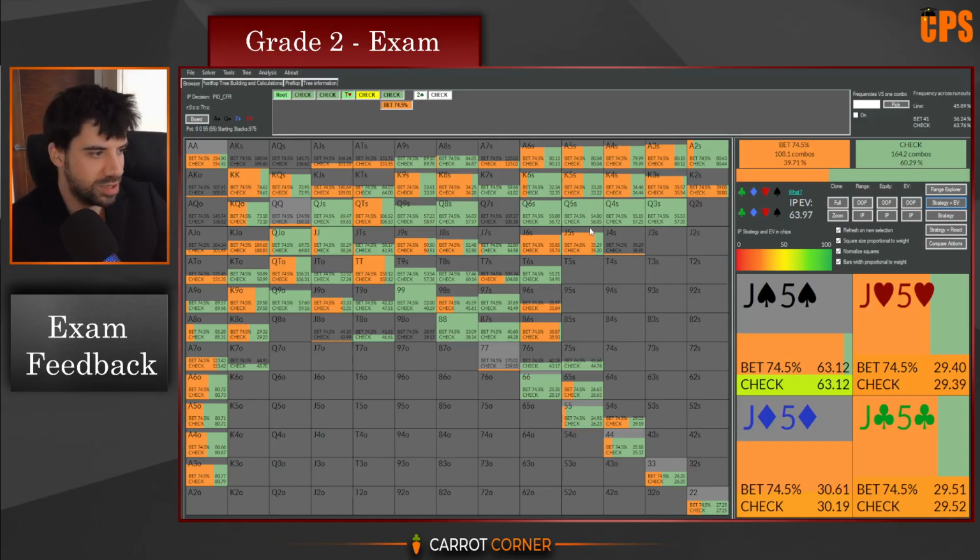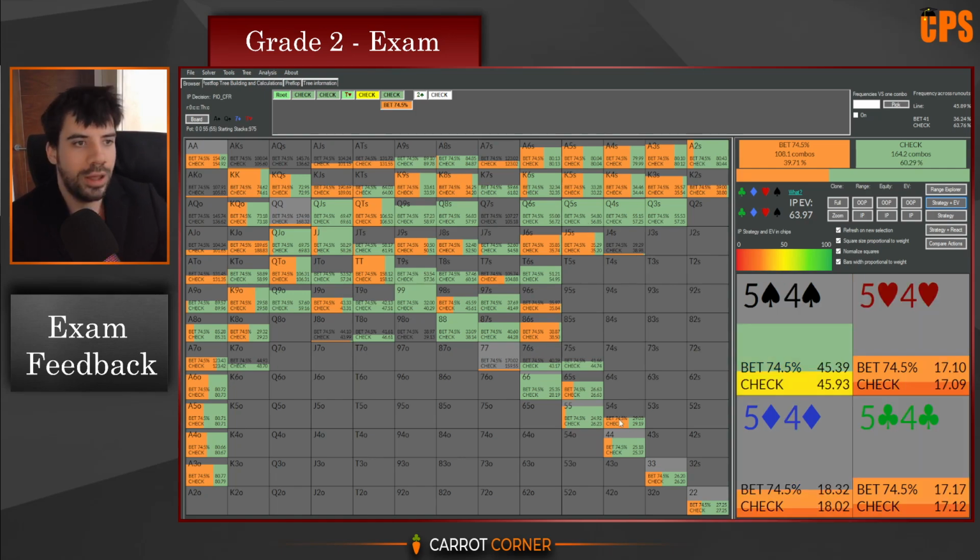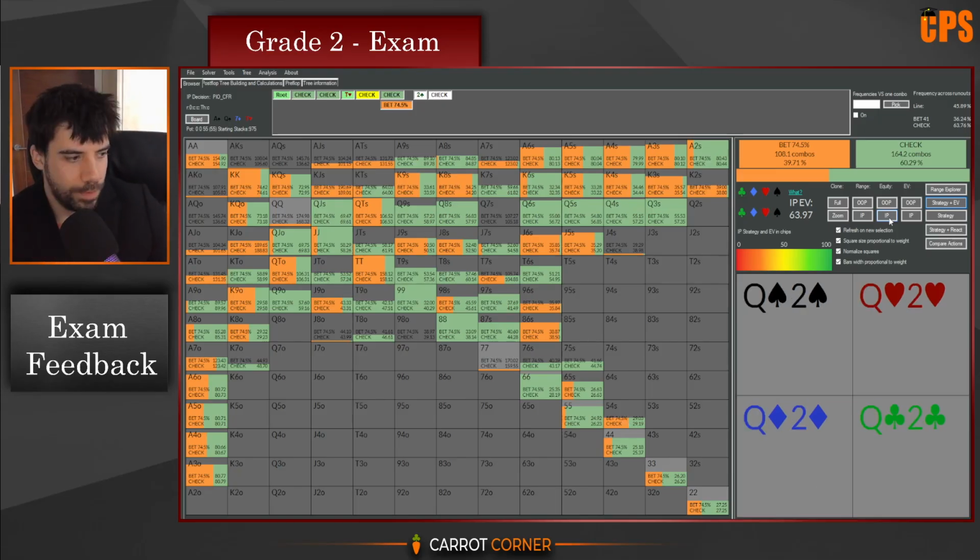That's the key difference. Why is the checking EV of a hand like 5-4 of hearts positive? It's all about this delayed future fold equity. If you were to check here, you would still be doing okay. You'd have 18% pot, which is a lot more than your equity.